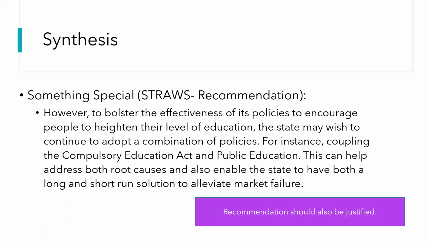So what happens if we use a combination of the two is that we are able to target both our positive externalities as well as our imperfect information, because public education directly targets imperfect information. The Compulsory Education Act helps to target our positive externalities. On the other hand, this could also mean that we have both a short run and long run solution to the market failure at hand.